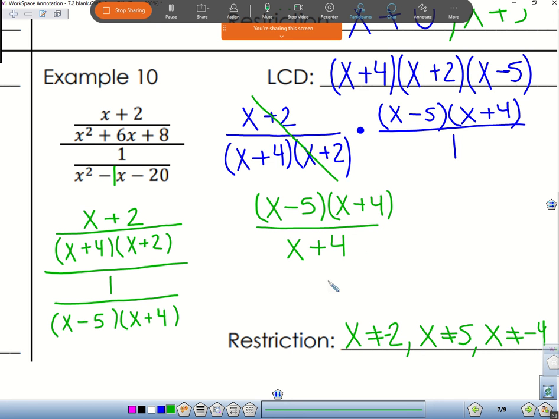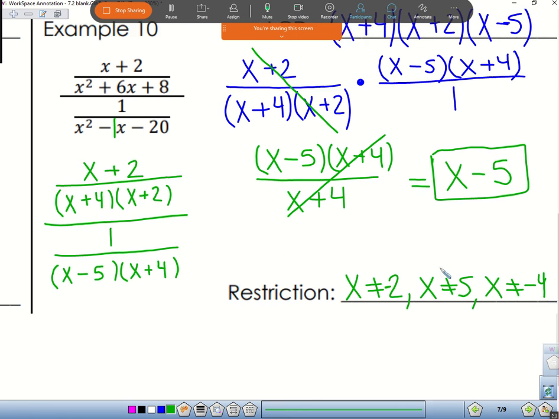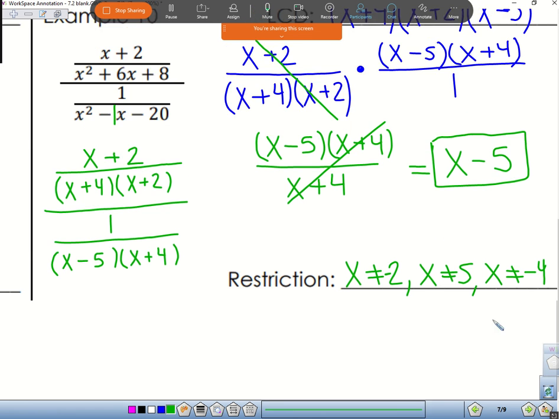And then in the end here, what can we cancel out? The x plus 4, which leaves us with x minus 5 as our final answer. So all of that was really just x minus 5. Make sense? So when you get a lot of factors like this, just use the keep, change, flip method. It's just easier.